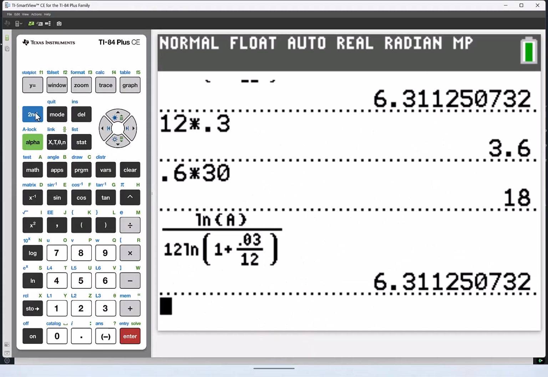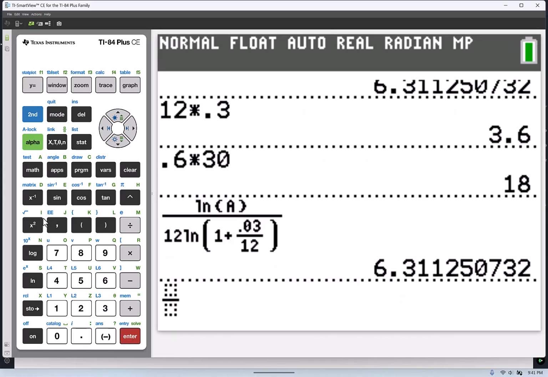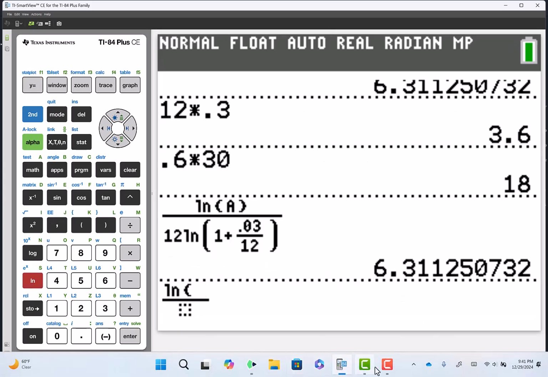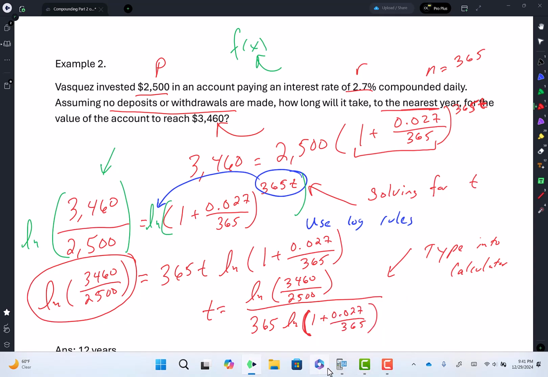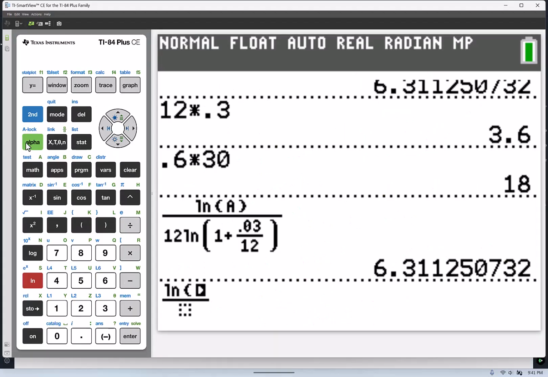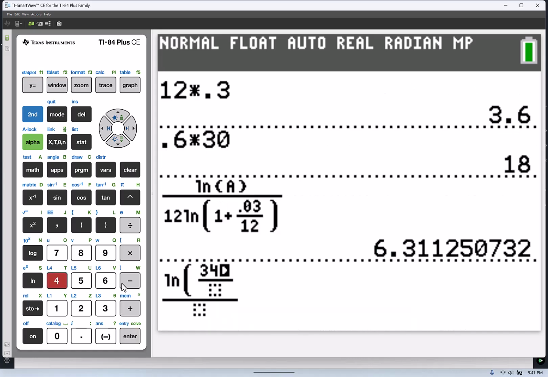So here we go. I'm going to use the fraction feature, alpha y equals enter. And I'm going to type ln. And first, what am I going to type first? Well, I have to type this, right? 3460 over 2500. So 3460. Let me use the fraction feature again. You don't have to, but I'm doing it. 3460 over 2500.